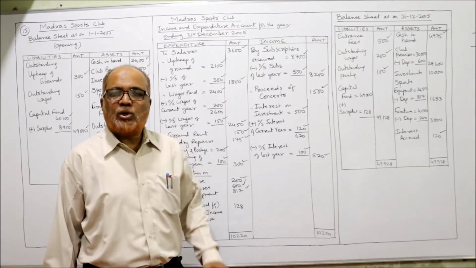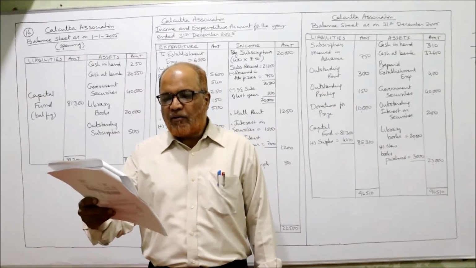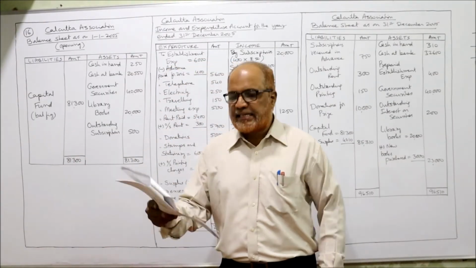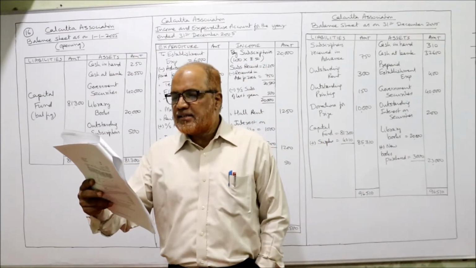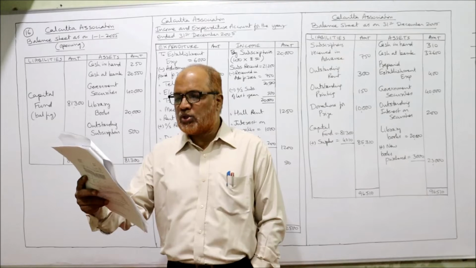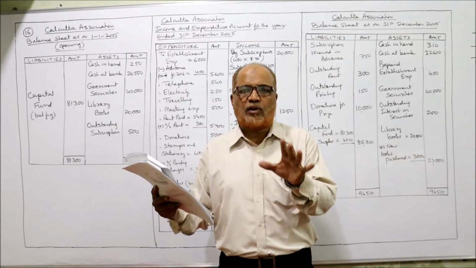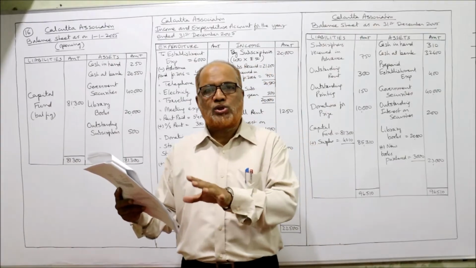Over. So this is the end of problem number 15. Now we'll start the next problem. Problem number 16. The following is the receipts and payments account of Calcutta Association for the year ended 31st December 2005. So we are given a receipts and payments account for the year ended 31st December 2005.